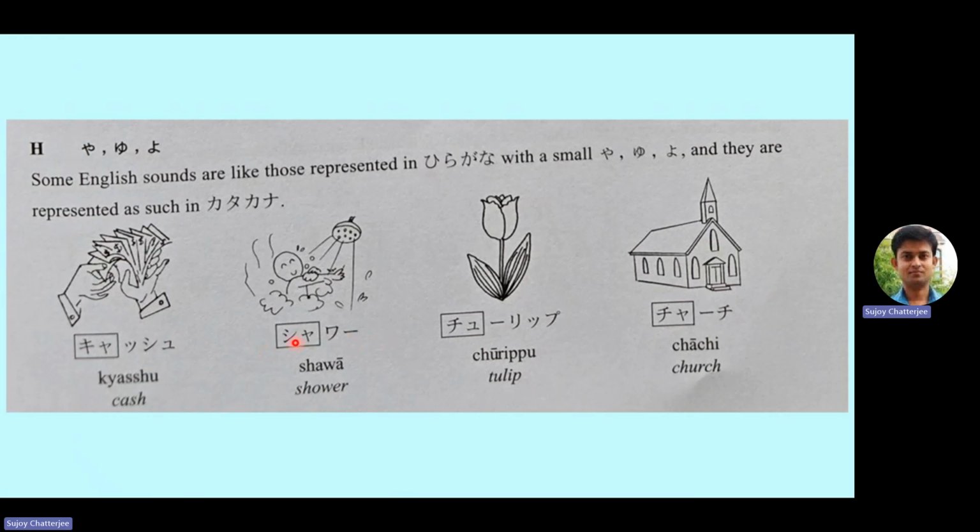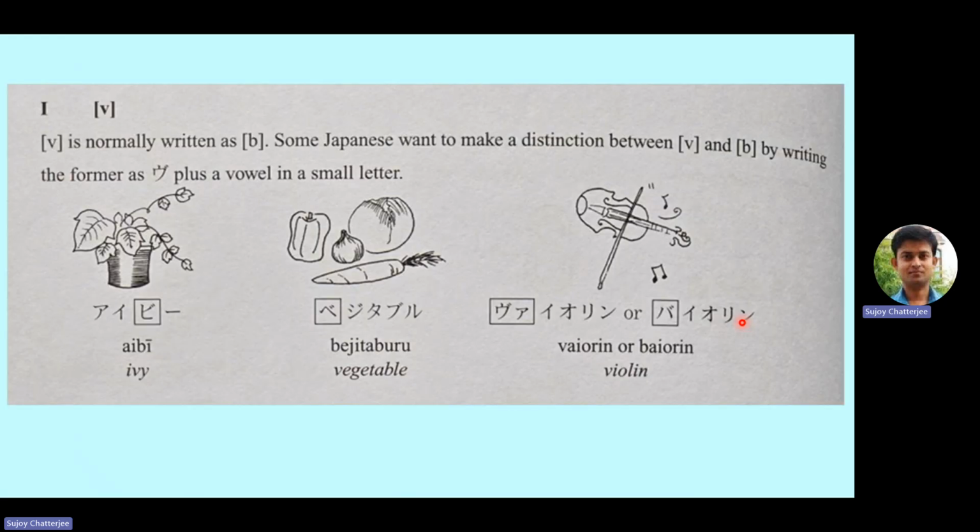So it will be sha, written using this ya sound, just like we do in hiragana. Tulip, churipu. Church, chachi. In this way. Then the V sound.